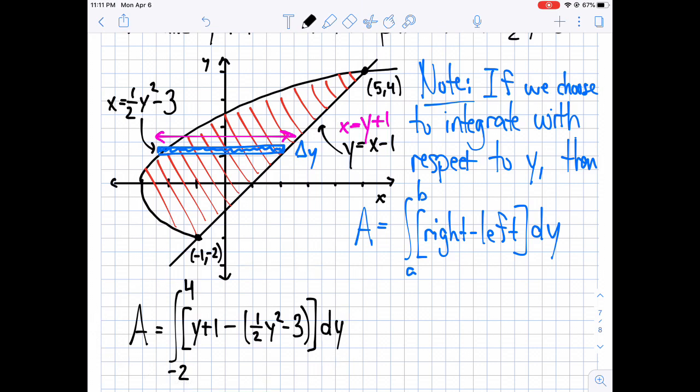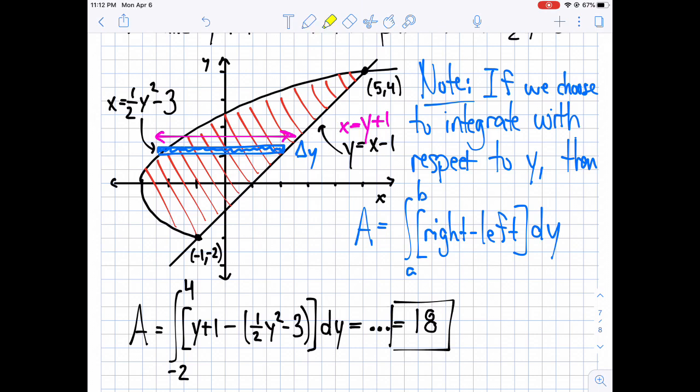And if you actually calculate this, which again I'm not going to do for now, since we're just interested in setting up the integral, this is going to give us 18. And that's going to be the area of that two-dimensional region.